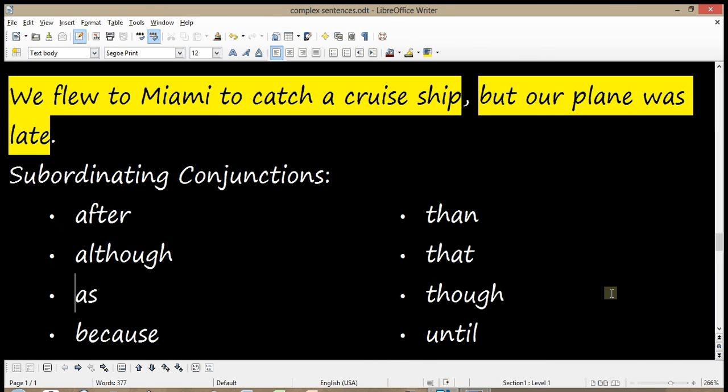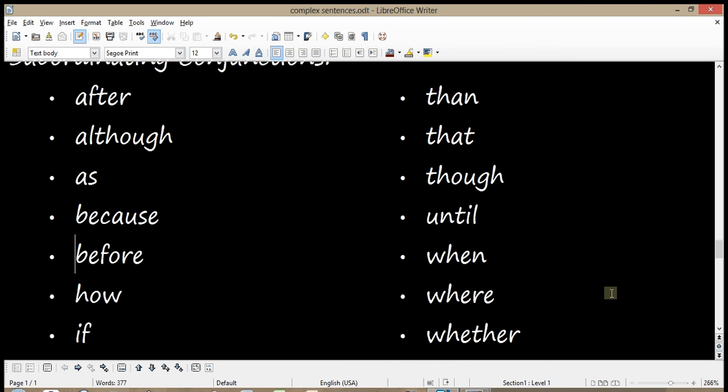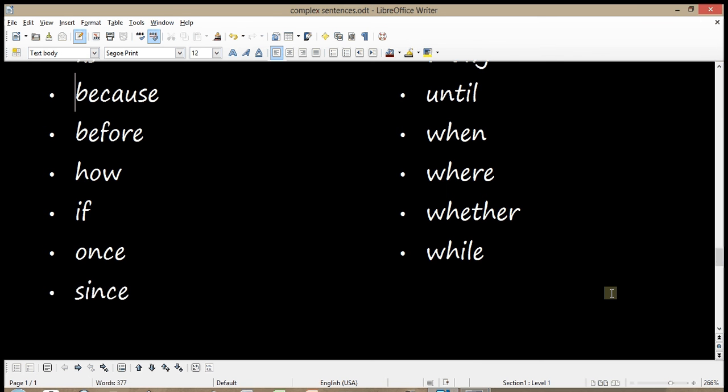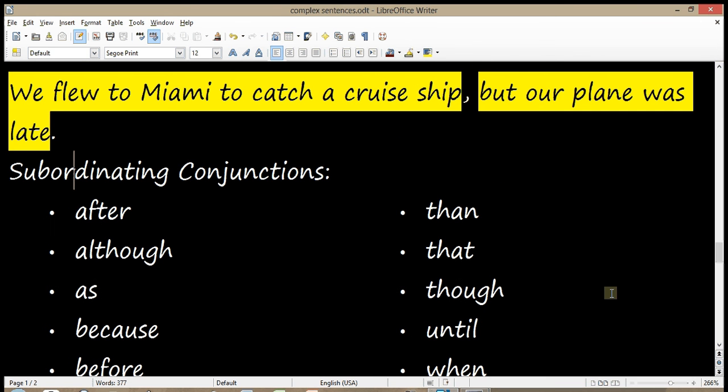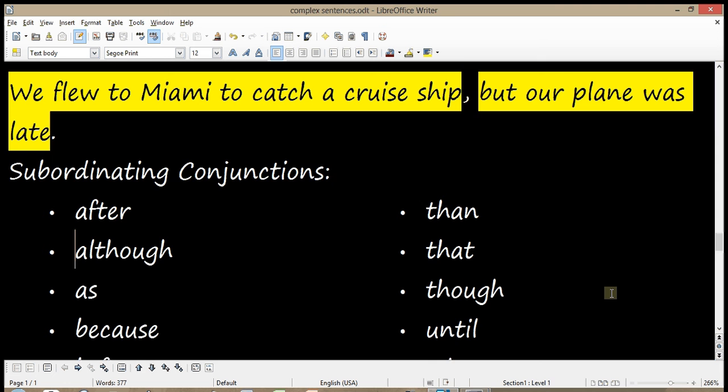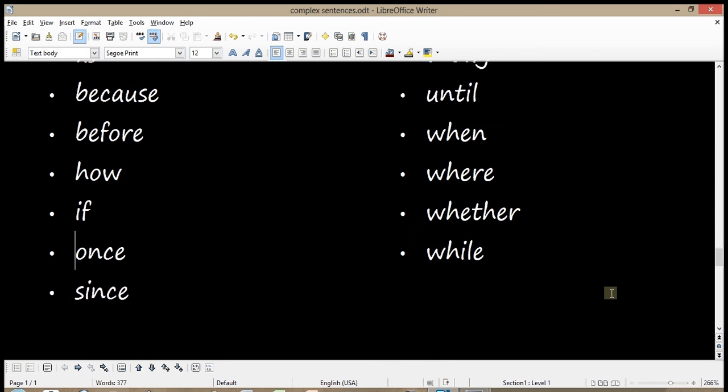The kind of conjunction that we're concerned with today is the subordinating conjunction, and there are a lot of these. Here's a list. I'm sure you could find a list of these in a book or on the internet somewhere. But we've got after, although, as, because, before, how, if, once, since, and then also we have than, that, though, until, when, where, and whether, and while. So there are a bunch of those. I don't know that you have to remember all of them, but it's good to at least know where a list is so you can look at it.